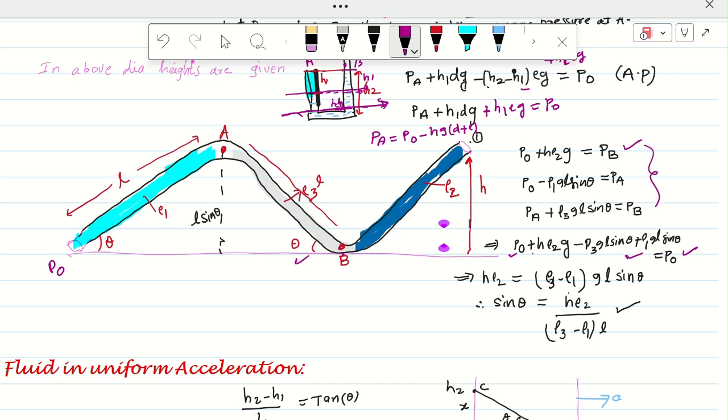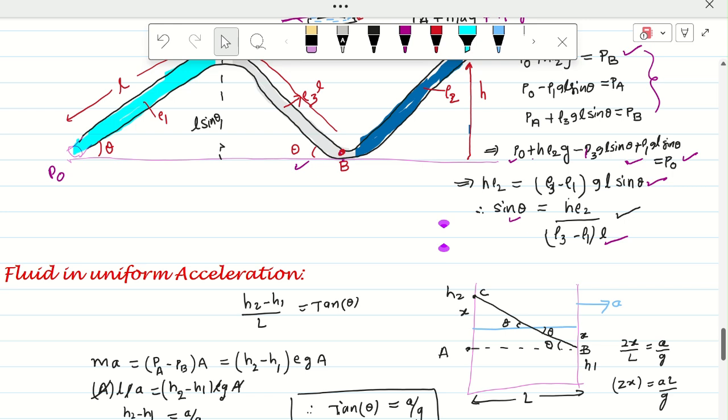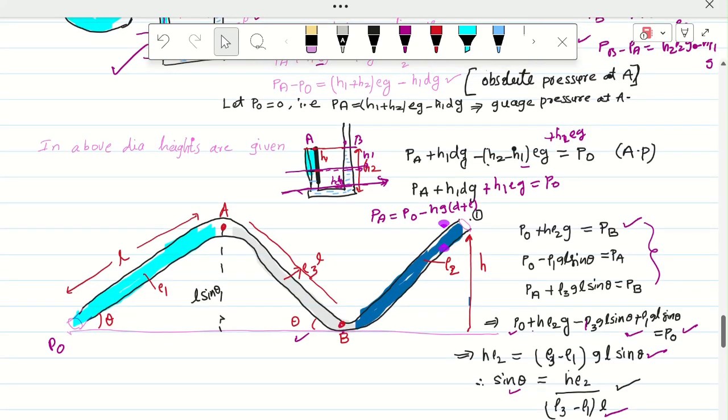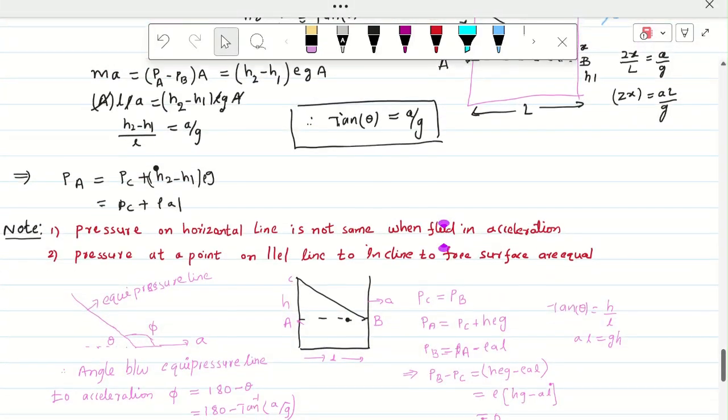And from these equations, H rho 2 is equal to rho 3 going to that side positive, and rho 1 negative: rho 3 minus rho 1, GL sin theta. Then sin theta is equal to H rho 2 by (rho 3 minus rho 1) into L. If H and L are both the same, then H and L get cancelled, giving rho 2 by (rho 3 minus rho 1). So this is the answer. Pressure difference also you can find out: PA minus PB is equal to rho 3 GL sin theta. So this is about pressure in U-tubes, different cases, and application of the manometric equation, how a manometer measures.